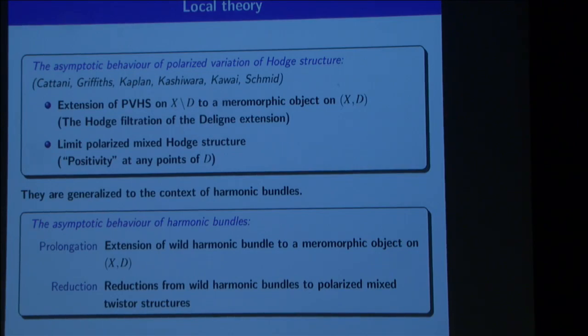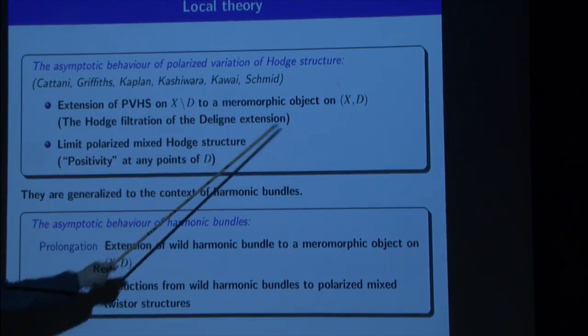So let me explain the local theory of wild harmonic bundles, which is a twisted version of the study of the asymptotic behavior of polarized variation of Hodge structures. Let me remind you of two important theorems from that study. One is the extension of a polarized variation of Hodge structure on X minus D to a meromorphic object on X, D.